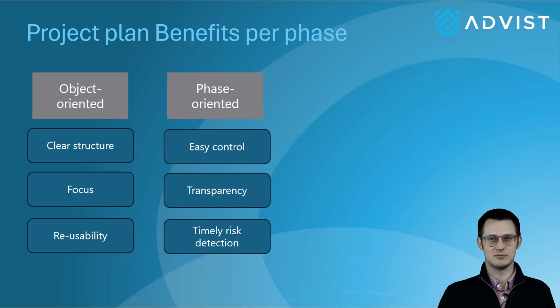Now let's move on to the phase-oriented variant. An important advantage is the easy monitoring and control of the project plan. After completion of each phase, it is checked whether the set goals have been achieved. This allows for precise control of project progress. Project managers and stakeholders can make adjustments at an early stage if a milestone is not reached.